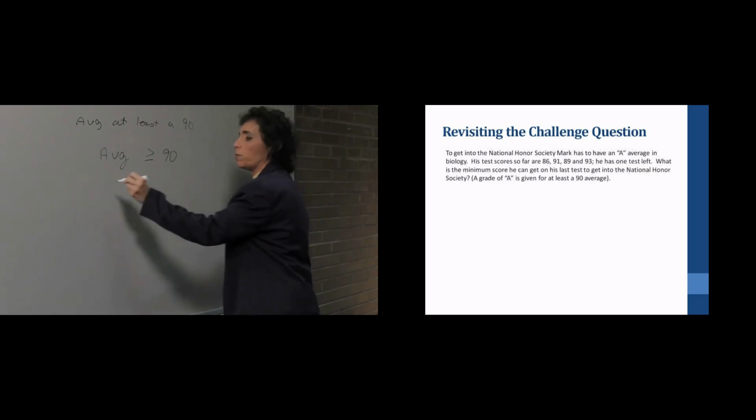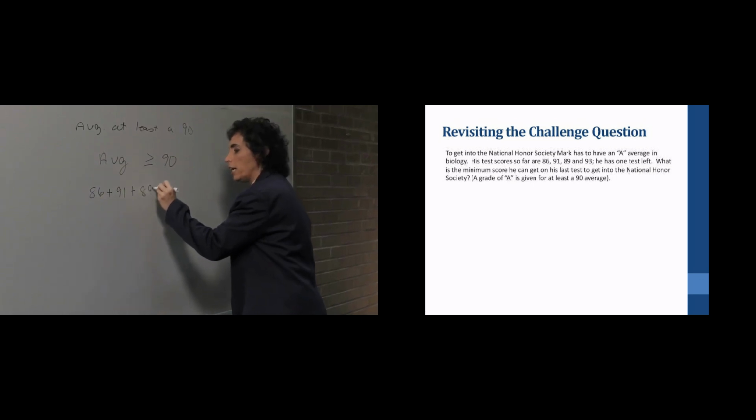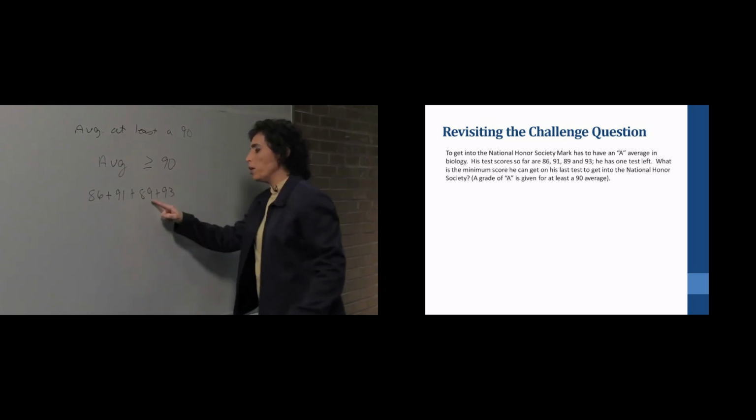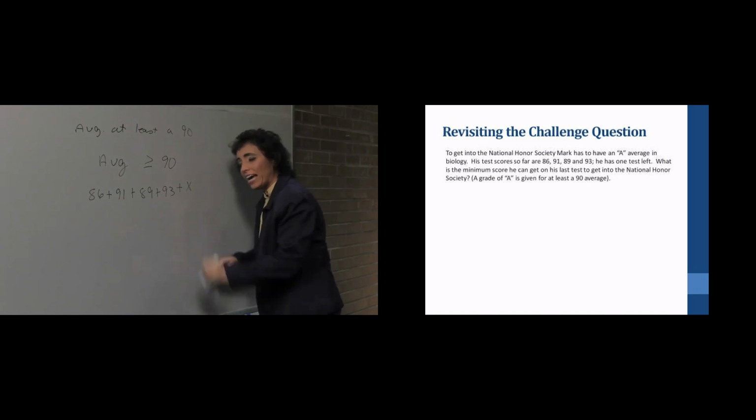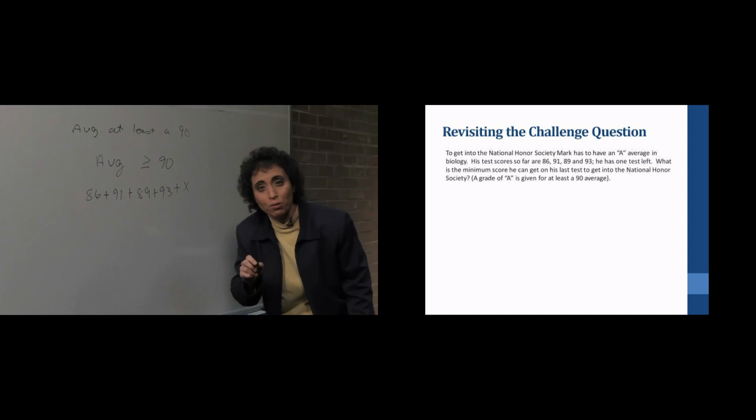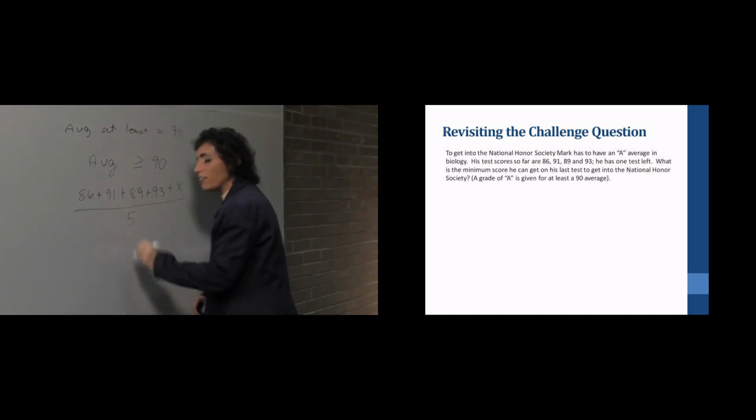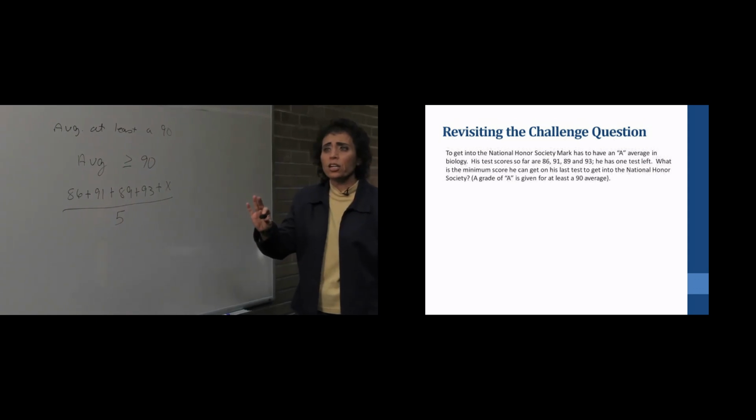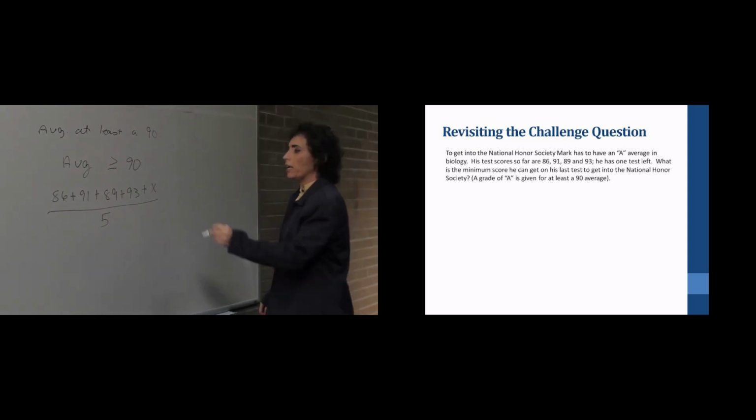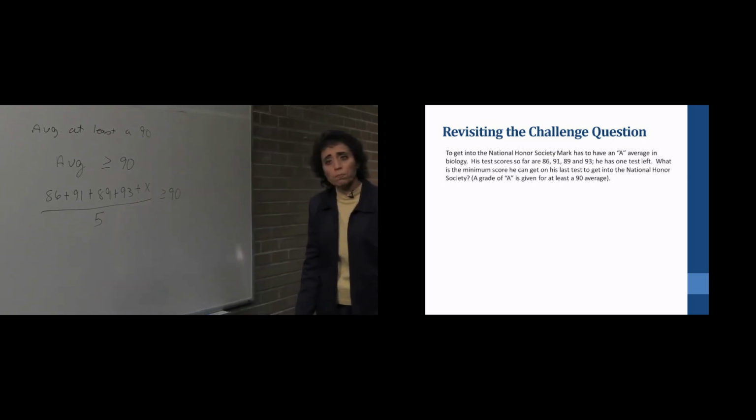So let's take a look at the numbers. We have 86 plus 91 plus 89 plus 93. But you want to know what he gets on his fifth test. Fifth test. I have no idea. That's why we're doing this problem. Okay, so plus that fifth test, divided by 5 because there are 5 tests. And we want that to be greater than or equal to 90. That's the problem. So here we go.